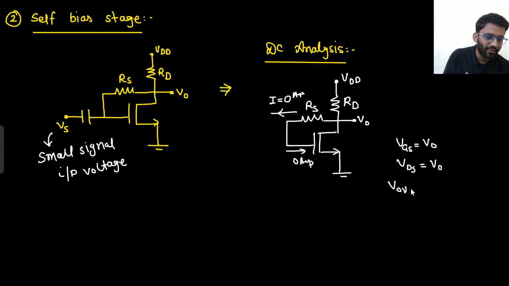What is your V overdrive? V overdrive is VGS minus VT, that is V naught minus VT. So here what you can see, your VDS is greater than V overdrive. That means it is always in saturation.